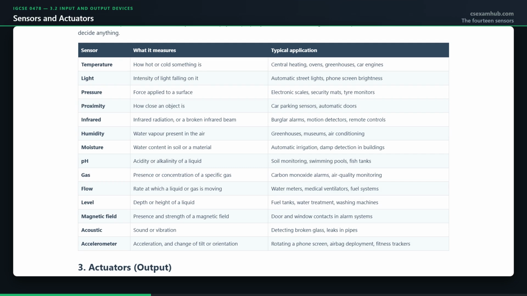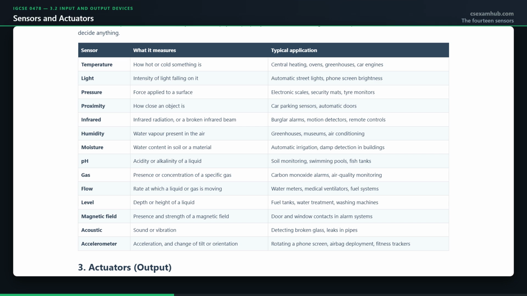The syllabus names 14 sensors, and they are all in the table on the page. You do not need to memorize 14 separate mechanisms. What you need is to know what each one measures, because exam questions describe a scenario and expect you to pick the right sensor. Temperature measures how hot or cold something is. Heating systems, ovens, greenhouses, car engines.